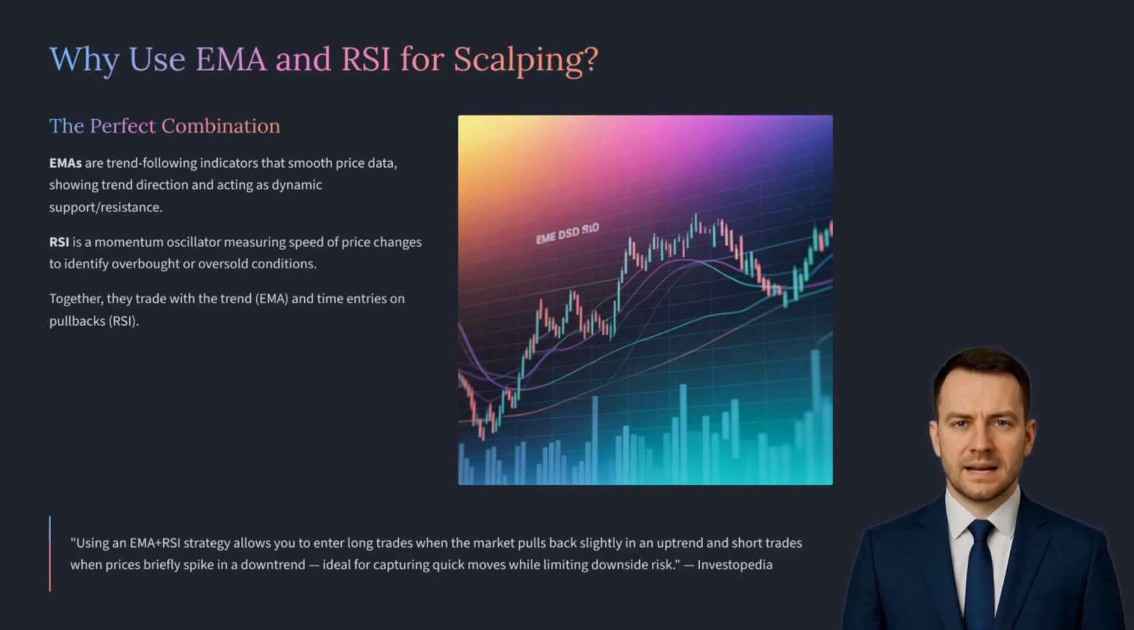In fast markets, an EMA crossover or alignment can quickly tell us if buyers or sellers are in control, trend bias, while the RSI can signal if a short-term move has gone too far and is due for a reversal. This allows a scalper to capture short bursts of momentum in the trend direction without entering too late or during a weak pullback. As Investopedia notes, using an EMA plus RSI strategy allows you to enter long trades when the market pulls back slightly in an uptrend and short trades when prices briefly spike in a downtrend, ideal for capturing quick moves while limiting downside risk.